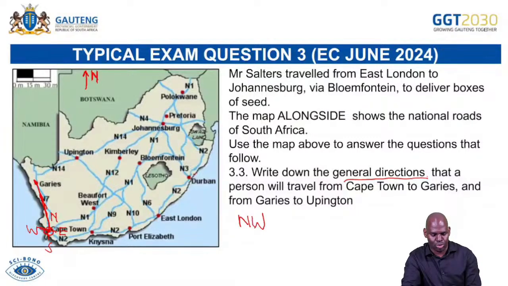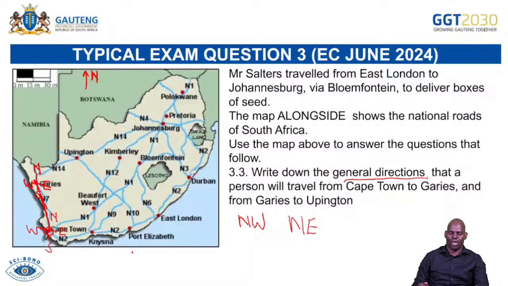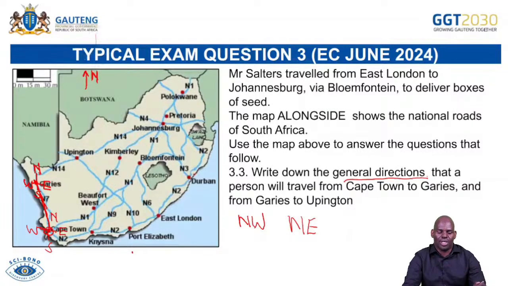And then again, they say from Harris to Upington. So from Harris, it's still north. Then from there, in general, you'll be traveling between north and east. So that will be northeast. So the two general directions in this case are northwest and northeast. I'm sorry about the compass direction that is not indicated on the map, but just using my knowledge, I know that the north must face up. I'm sure in the examination it must be there. If it's not there, you will not be able to answer that question, but it must be there.